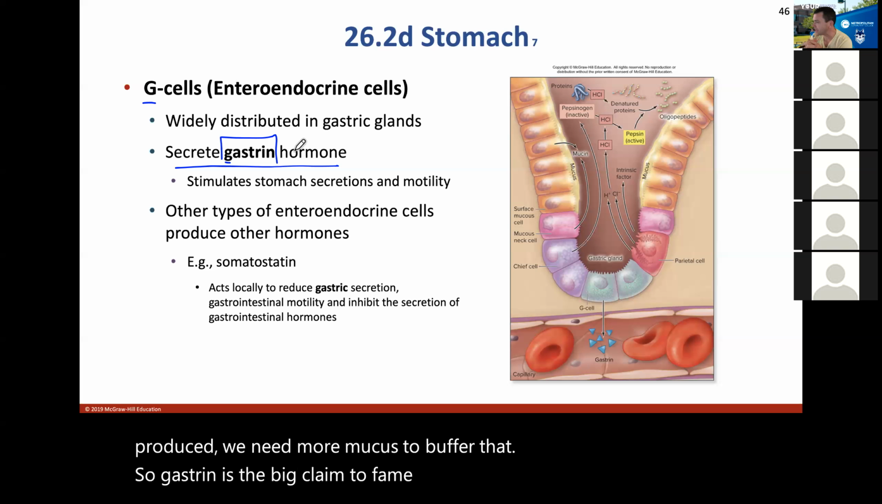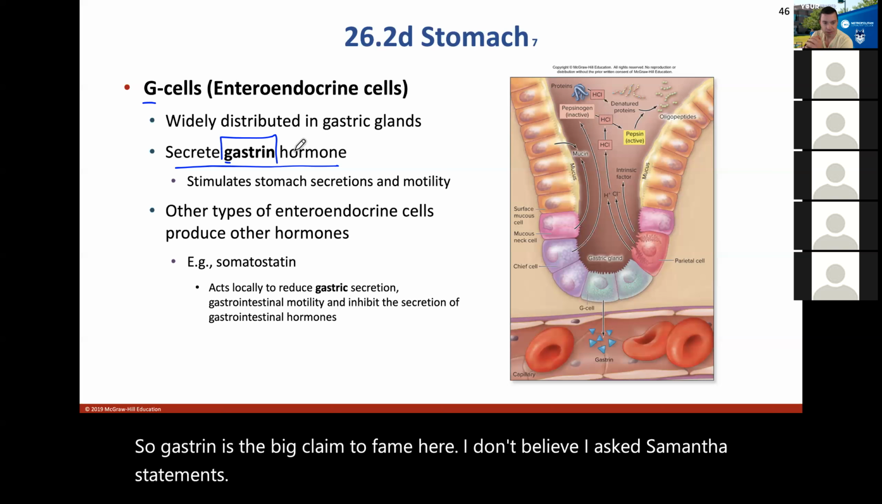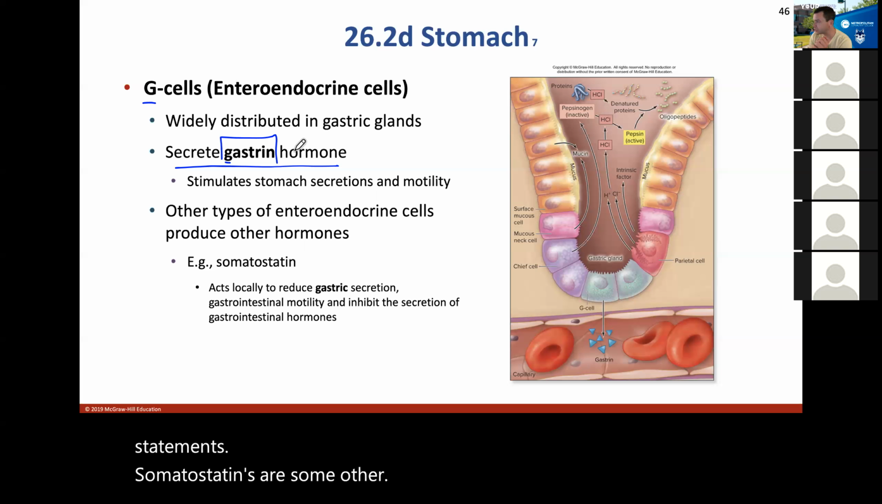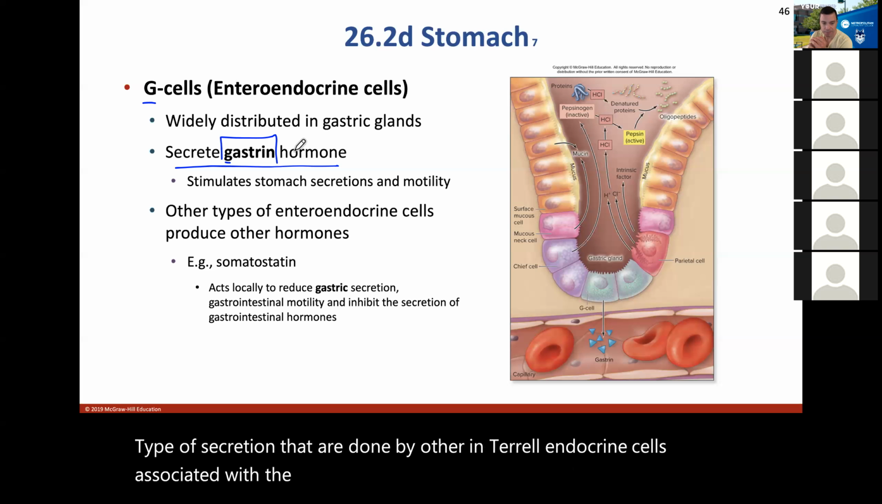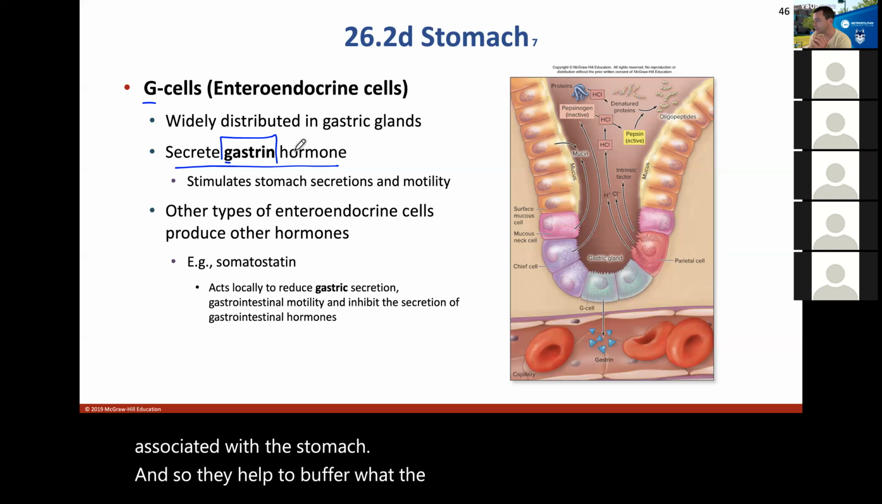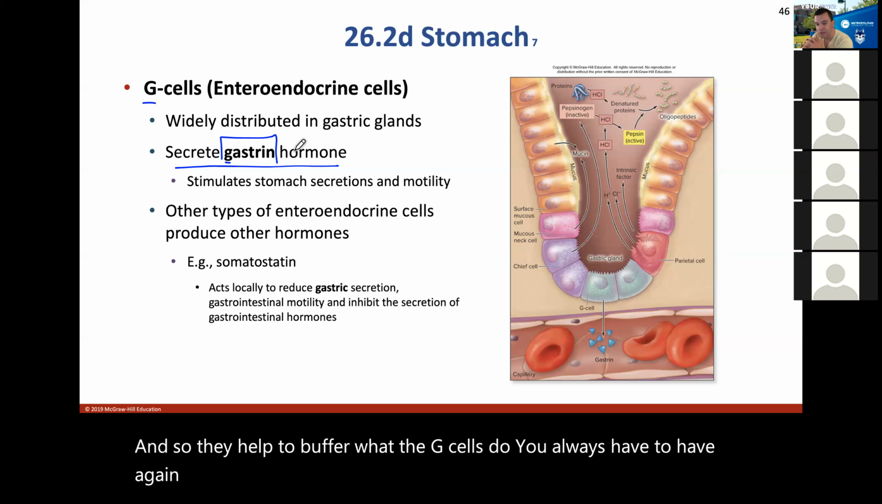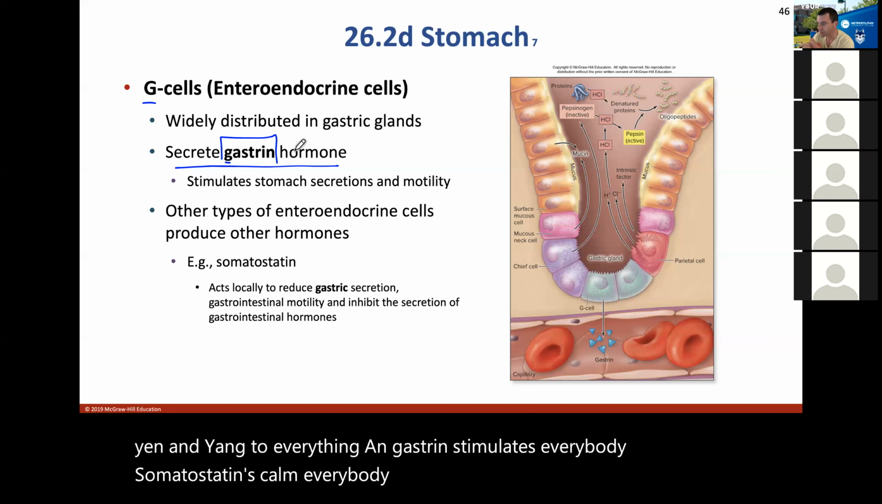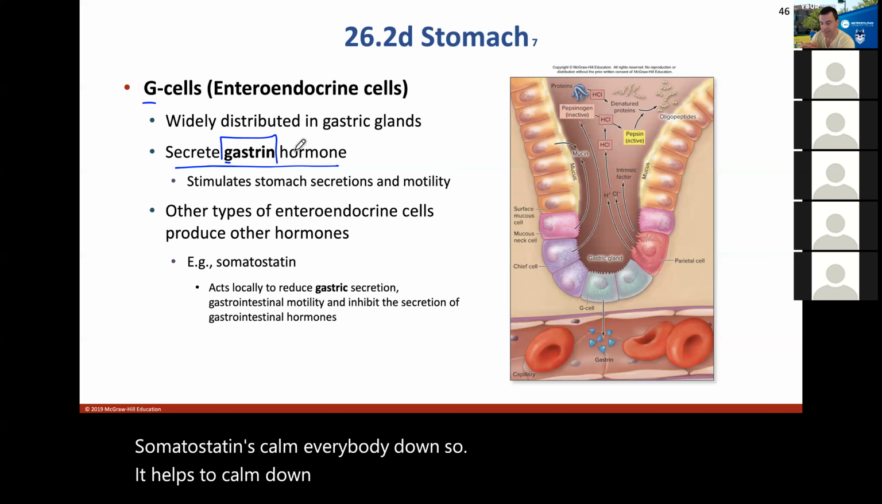I don't believe I asked about somatostatins. Somatostatins are some other type of secretion that are done by other enteroendocrine cells associated with the stomach. And so they help to buffer what the G cells do. You always have to have a yin and a yang to everything. And gastrin stimulates everybody. Somatostatins calm everybody down. So it helps to calm down the G cell production, so you don't produce a pH of 1 constantly, because that's not normal.